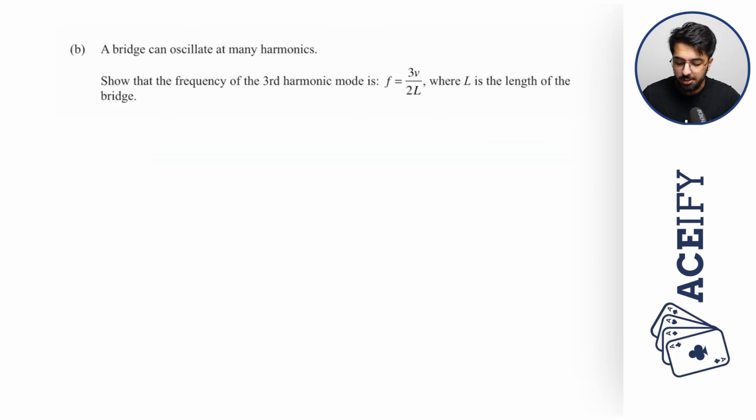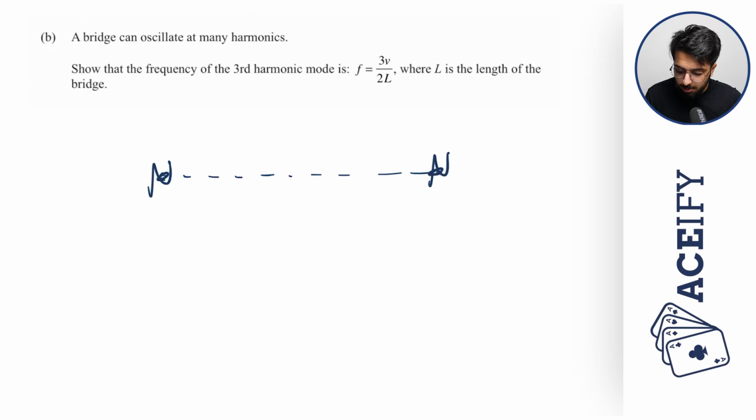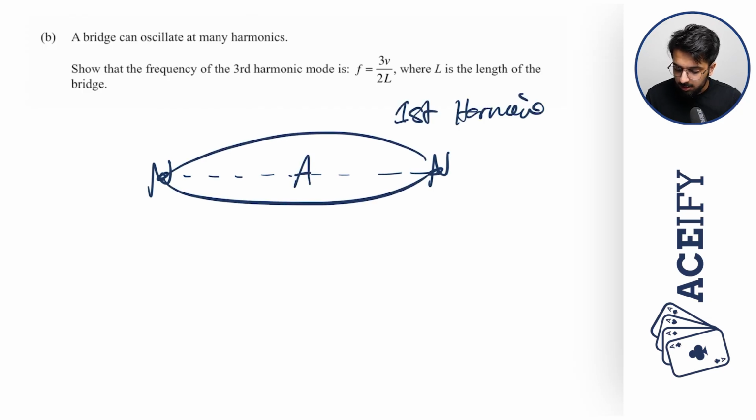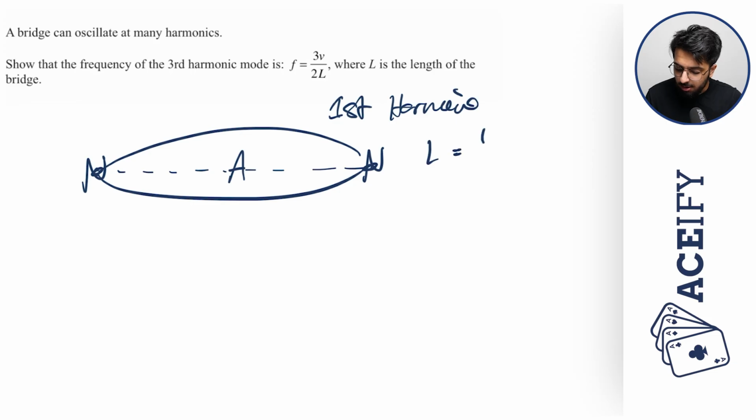Show that the frequency of the third harmonic is that equation right there, where L is the length of the bridge. Alright, so we can model a bridge as a string that is fixed at both ends, and therefore we'll have a node at this end and a node at this end, okay? And therefore we'll have an antinode over here, and therefore our first harmonic will look like this, okay? Where our length is equal to half a wavelength.